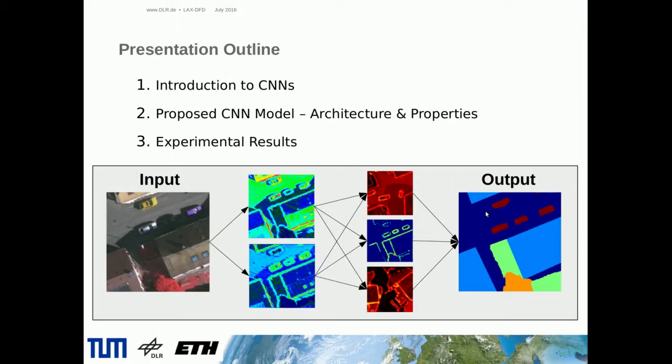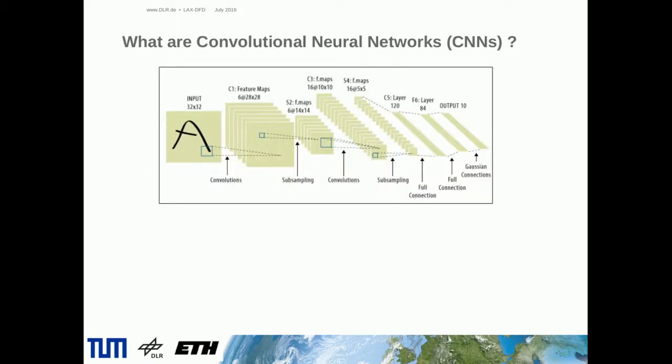So the presentation outline is as follows. First we will introduce a little bit the CNNs, or convolutional neural networks. I'm going to be briefly talking about how they work. And then I'm going to be moving on with the proposed modified model and the architectural properties that it contains, and then I'm going to finish with experimental results over a particular data set. So let's move on.